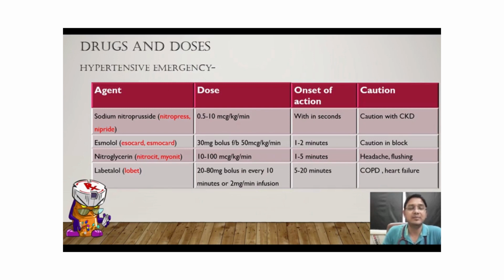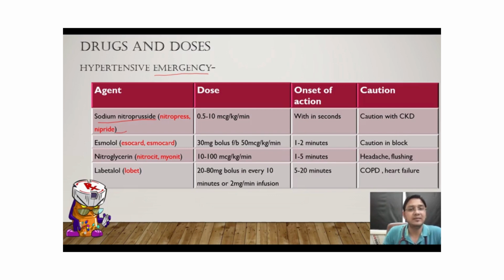Once we have admitted the patient for hypertensive emergency in the ICU, now we will see the drugs. What are the drug options, what are their brand names and strengths, and how can we start the drugs and monitor the BP? First and foremost is sodium nitroprusside, a very commonly used drug in the medicine ICU or casualty. It is available in the market with the name Nitropress or Nipride.